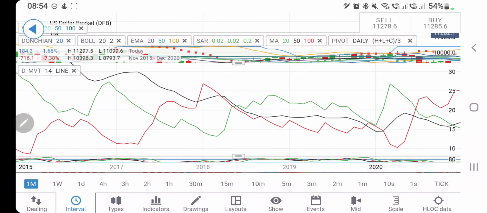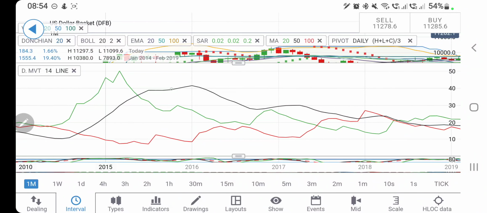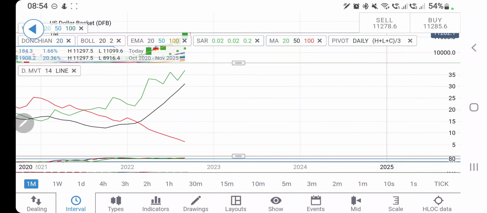It can start to converge, but see the divergence here in 2015. That was the time when it had seen extreme divergence, and now this is the time when it is looking forward to this kind of divergence.